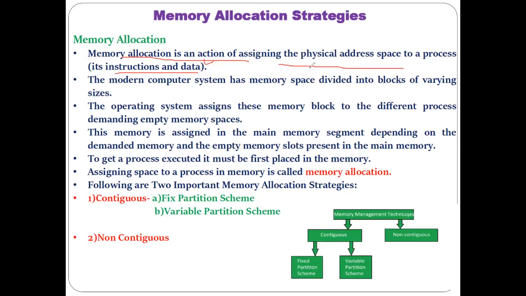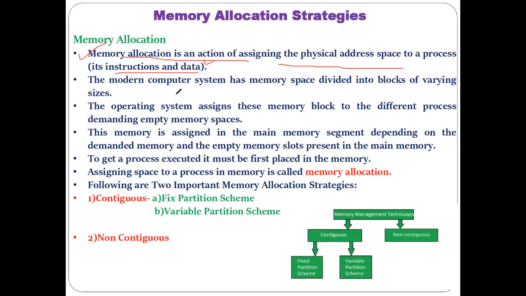So whenever some process comes to the CPU for execution, that process first has to be brought into the main memory. Then, how the different physical addresses in that main memory get assigned to that process is nothing but the action of memory allocation. Okay.